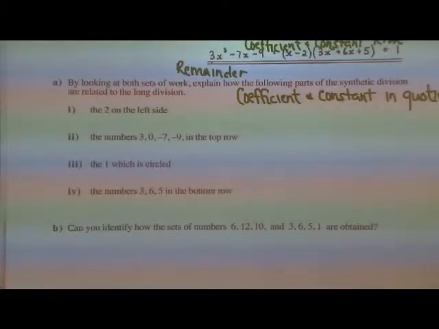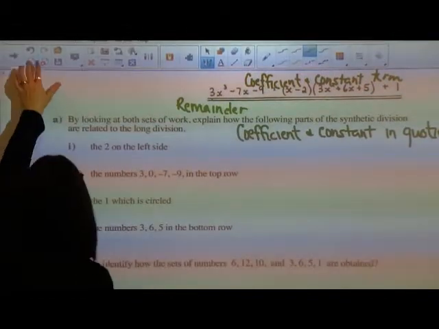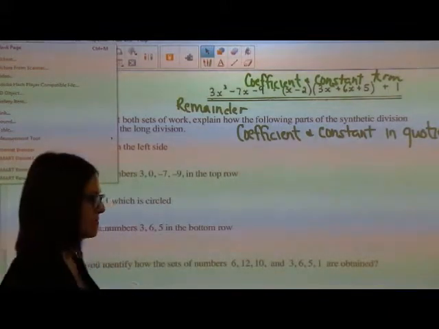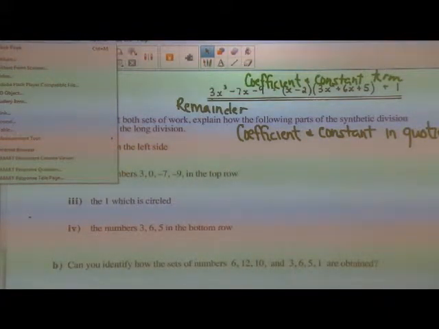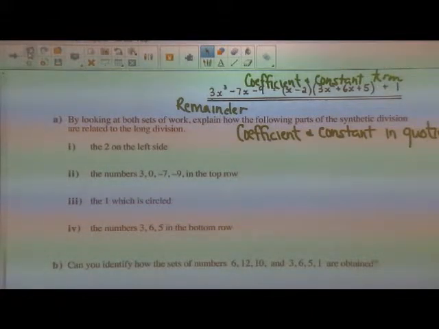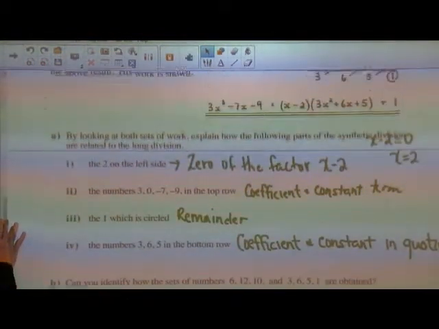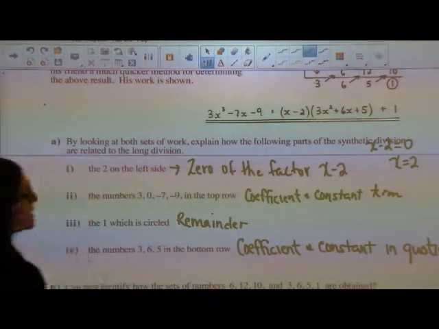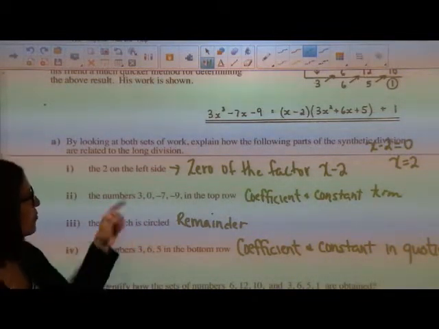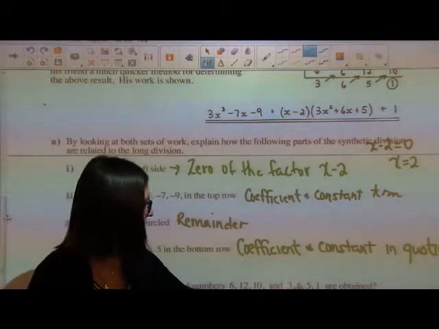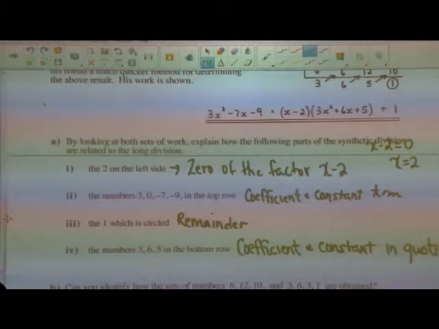Can you identify how the sets of numbers 6, 12, 10, and 3, 6, 5, and 1 are obtained? We did answer that question. The 6 was the 2 times 3. The 12 was the 2 times 6. The 10 was the 2 times 5. And then the 3, 6, 5, and 1 I got by adding those columns.